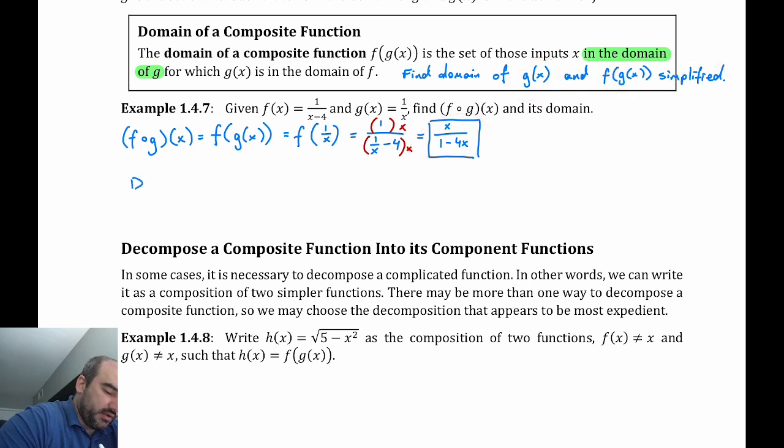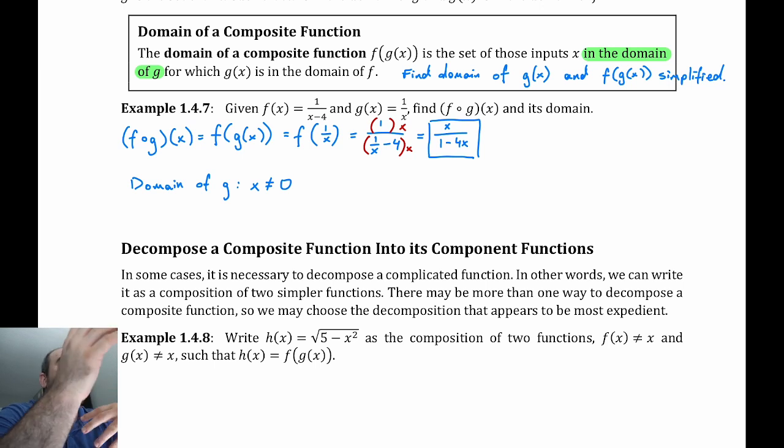So domain of g, what can you tell me about the domain of g? What are some things that might be an issue with g of x? X can't be equal to 0. Good. X is not equal to 0. We'll just write it like that for now for shorthand. We don't need to do the whole interval notation at the moment, because we're going to combine this domain with the other domain as well.